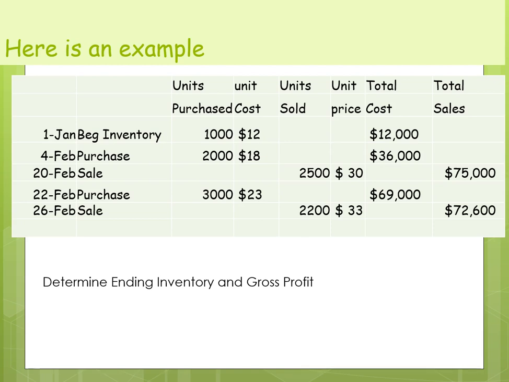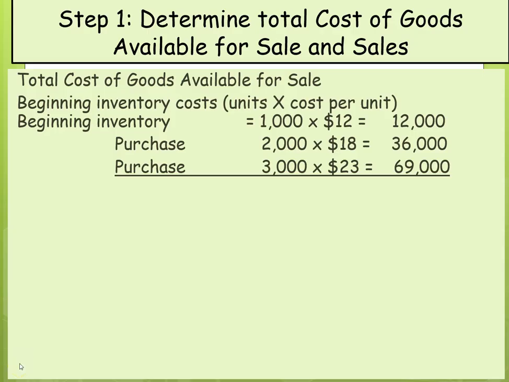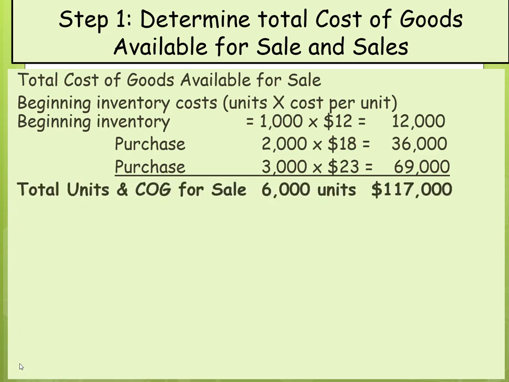Now, here's what I like to do: before I do anything, I reformat this, specifically in this case because it is for the periodic system. First, what I do is figure out my total cost of goods available for sale, because this is what I'm going to be allocating between ending inventory and cost of goods sold. So in this case, I had total goods available for sale of 6,000 units, and they had a total cost of $117,000.